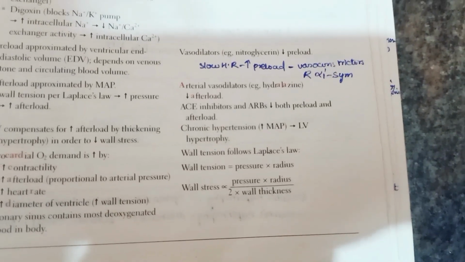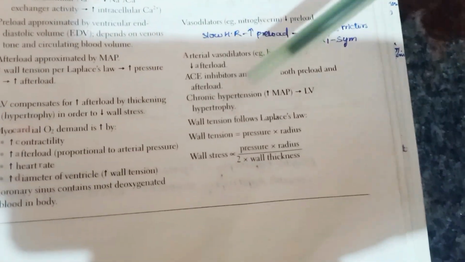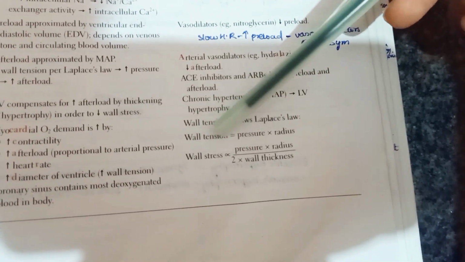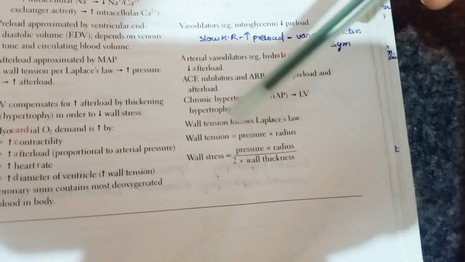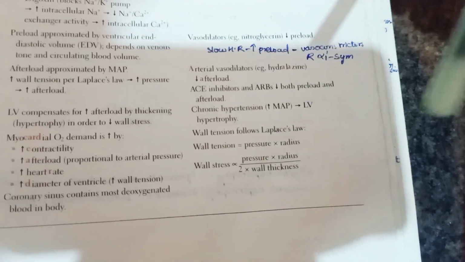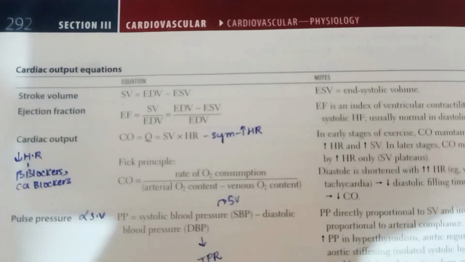So here we need to discuss the wall tension. The wall tension follows the Laplace law, that is the wall tension is equal to pressure into radius. Wall stress is directly proportional to pressure into radius divided by 2 into wall thickness. So this is about cardiovascular physiology first part. Now we'll go into cardiac output equivalents.